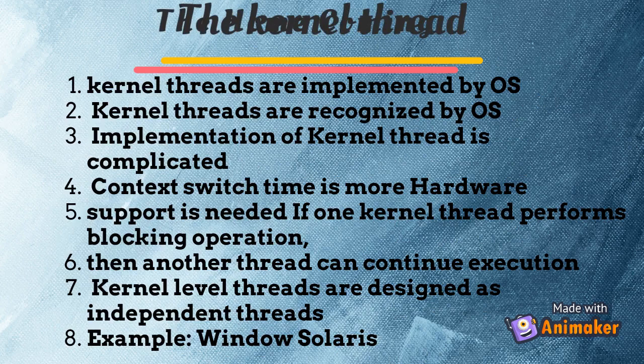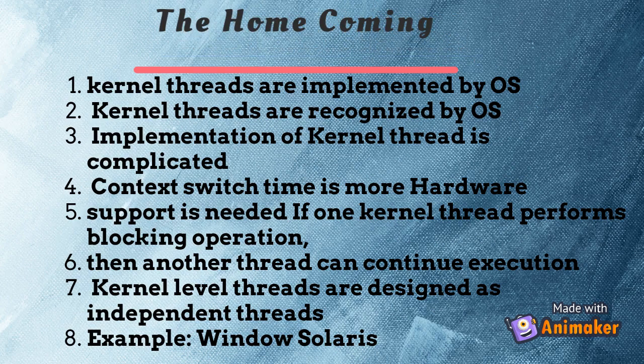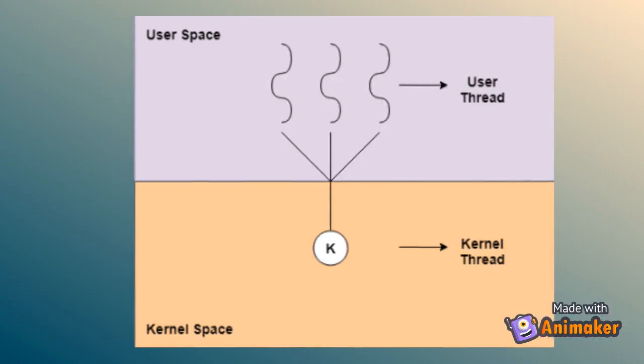Kernel-level threads: kernel threads are implemented by the OS and are recognized by the OS. Implementation of kernel threads is complicated. Context switch time is more. Hardware support is needed. If one kernel thread performs a blocking operation, then another thread can continue execution. Kernel-level threads are designed as independent threads. Examples: Windows, Solaris. The following figure explains what we talked about.